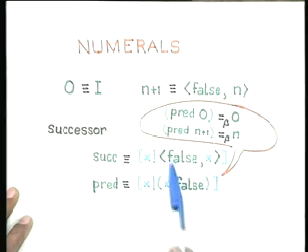So if you actually apply I to false, if you actually apply I to false, what you will get is, oh, you will get false.